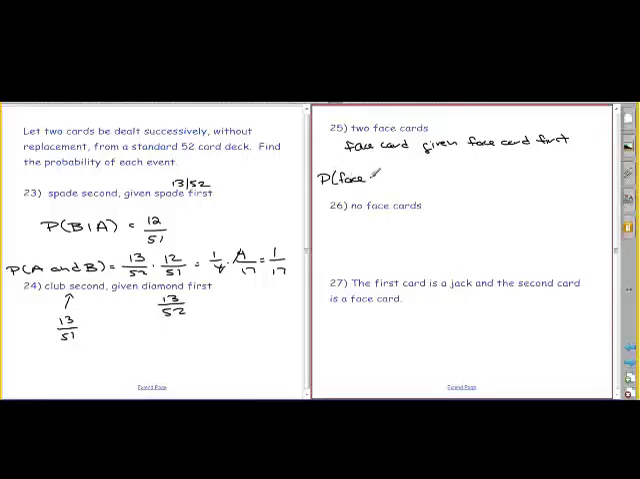To actually answer the question, what's the probability of getting a face card and a face card? It's 2 parts. You're going to have the probability of getting a face card the first time, and then the probability of getting a face card the second time, given that I chose a face card the first time. So let's see if you can get both of those questions answered.